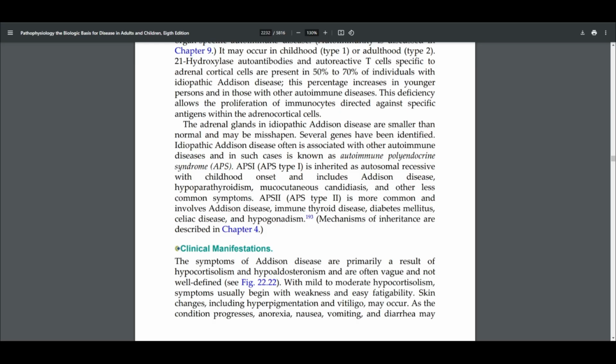polyendocrine syndrome, or APS. APS1, or type 1, is inherited as autosomal recessive with childhood onset and includes Addison's disease, hypoparathyroidism, mucocutaneous candidiasis, and other less common symptoms. APS2 is more common and involves Addison's, autoimmune thyroid disease, diabetes, celiac disease, and hypogonadism.